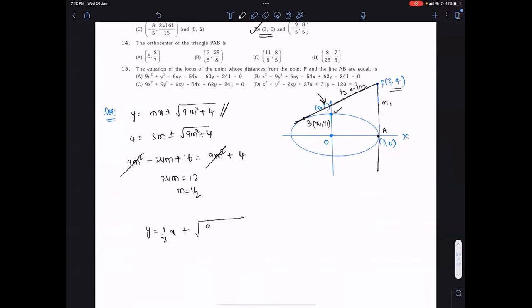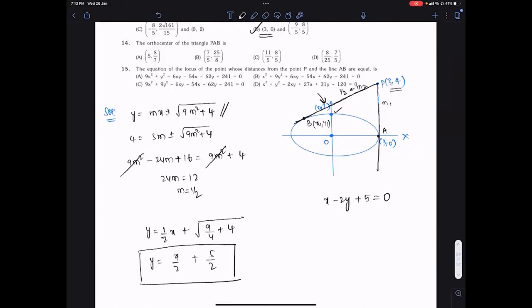Square root of 9m square, that is 9 into 1 by 2 whole square, 9 by 4, plus 4. If I simplify, y equals x by 2 plus 5 by 2. That's all. So that is x minus 2y plus 5 equal to 0. What is this? This is the equation of the tangent.